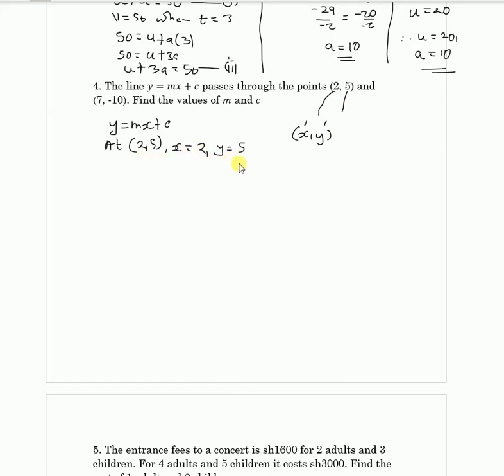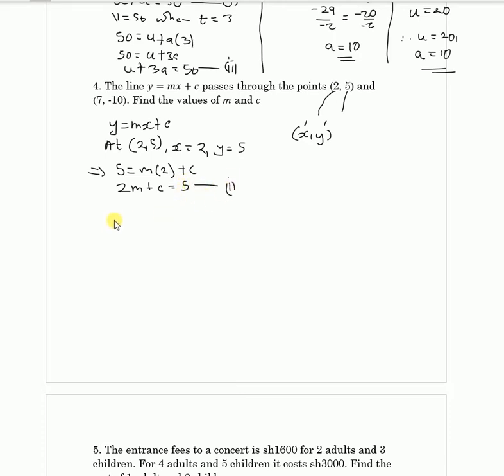Let us substitute it there: in the place for x, get 2 and substitute there in the place for y, 5. So this is implying that 5, which is the value for y, is equal to m times 2, which is the value of x, plus c. m times 2, that is 2m. So we have 2m plus c equal to 5. I can write this as 2m plus c equal to 5. And I call that equation number 1.